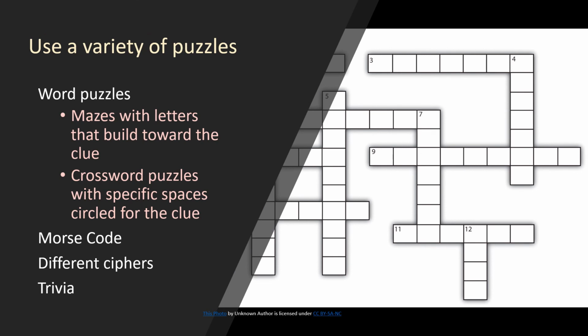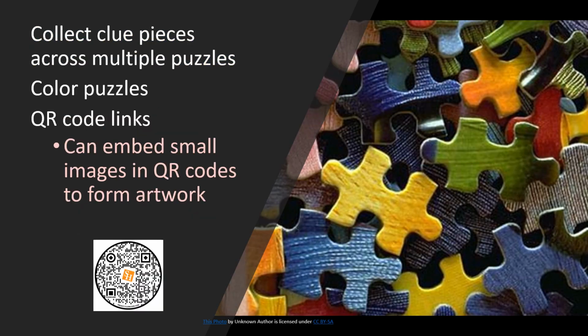There are a variety of word puzzles you can create, such as mazes with letters that spell a word or phrase along the correct path, or crossword puzzles with specific letters circled to form a clue. You can also use a variety of ciphers, such as Morse code or hieroglyphics. You can search the internet for ciphers and choose from a variety of options. You can also build in some trivia about whatever topic your escape room covers. Hide pieces of a final clue in each segment of your escape room so participants have to collect small bits of information along the way in order to make their final escape.